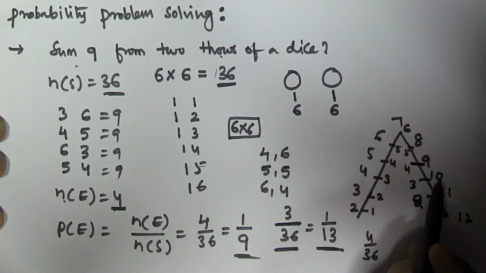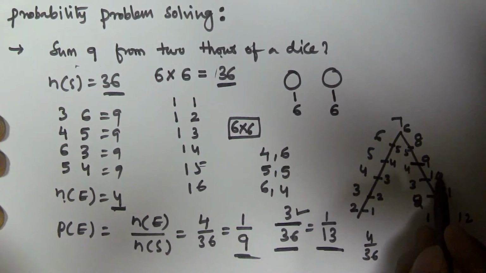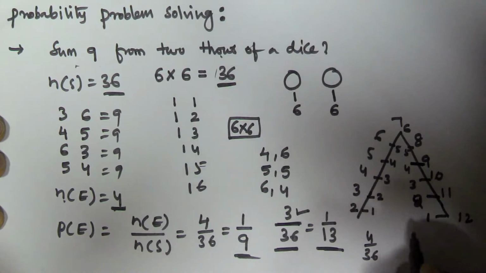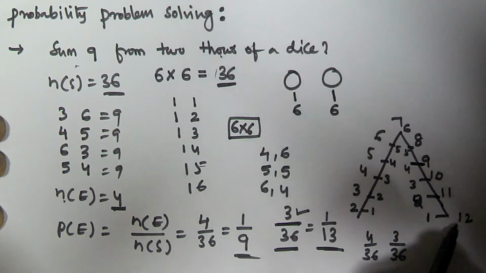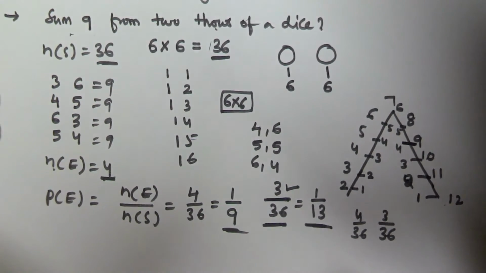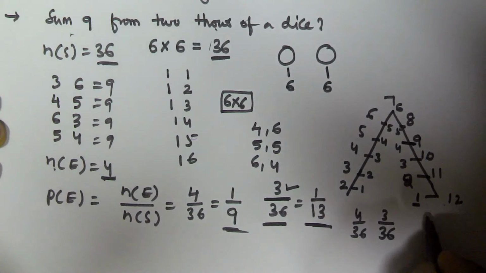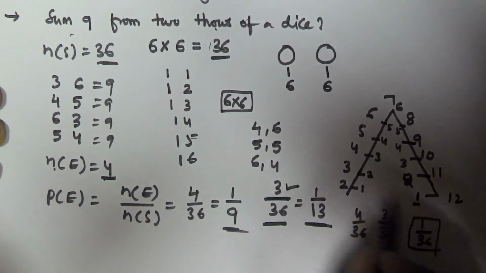For sum 10 it is going to be 3. So the sum 10 will come how many times? 3 times. So that is 3 by 36. The occurrence of 12 is 1 time, because only when we get 6, 6 on both dice will we get it. So that is 1 by 36. So this is the way to remember.